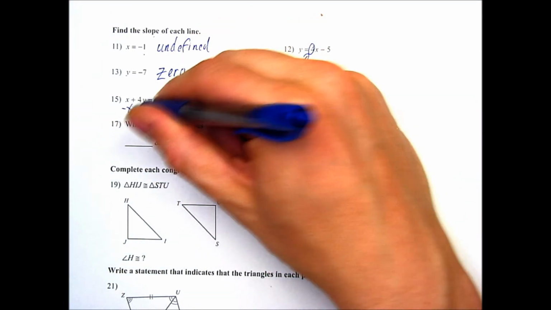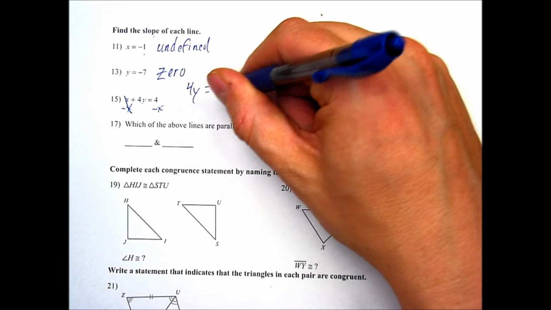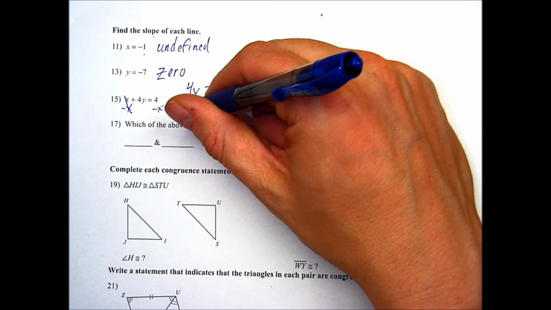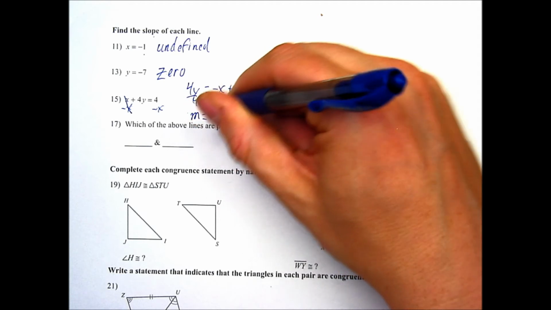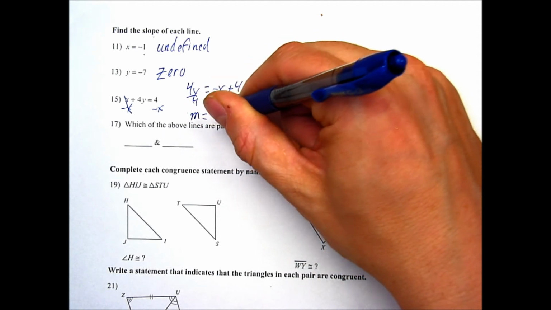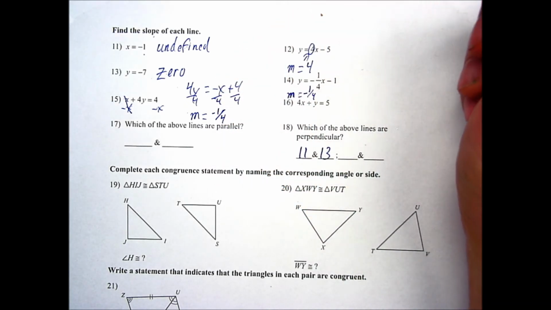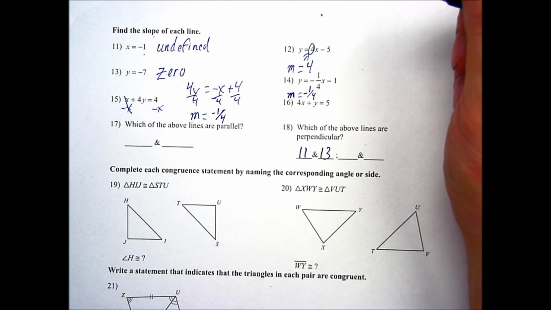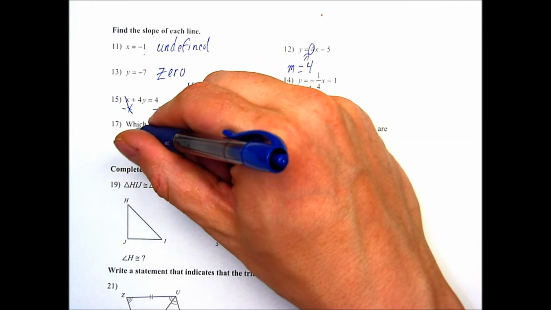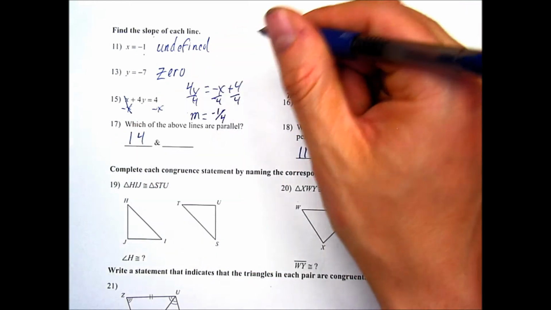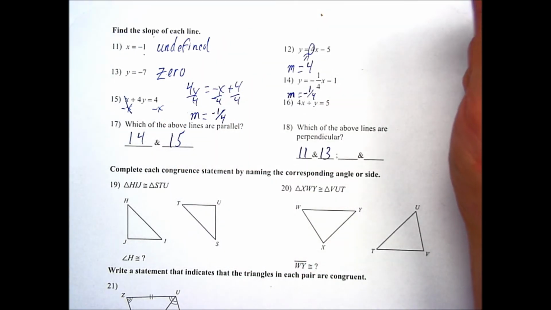Question 15. Subtracting x from both sides here to get 4y equals negative x plus 4. And then dividing by 4 to get our slope. M is equal to negative 1/4. The purpose of solving for y is to find the slope and the y-intercept, but I haven't asked you for the y-intercept on these questions, only for the slopes. This is the same as the slope on 14. Lines that have the same slope are parallel. So 14 and 15 are parallel lines because they have the same slope.